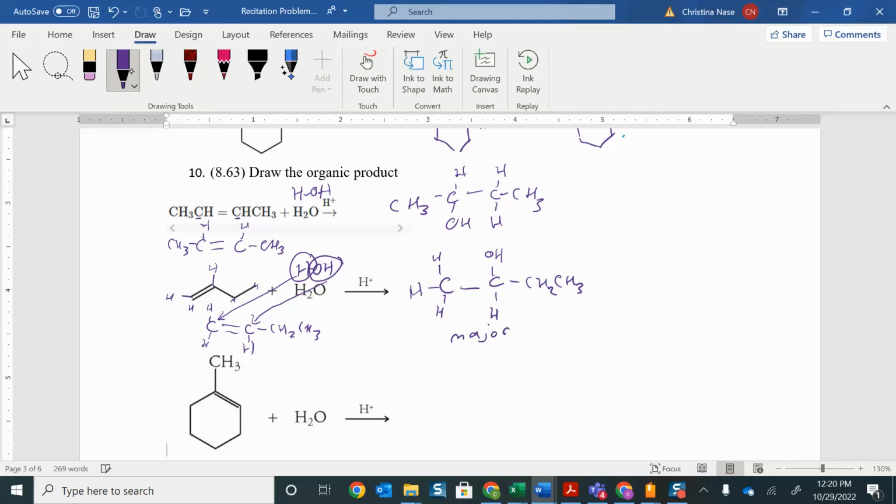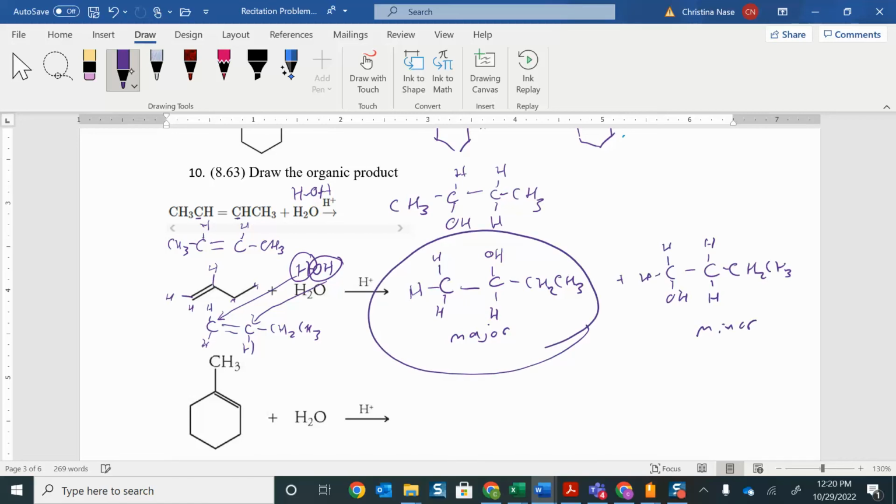The minor product would have been if we flipped it around. So if we did C, C, CH2, CH3, if I put the OH over here and the H on that side, this would be the minor product. I want you to focus on the major and use that Markovnikov's addition. Now, both of them are right, together they're right, but if you're going to write both, make sure that you show which one's the major one. And the major one is when the hydrogen attaches to the carbon that already has more hydrogens.